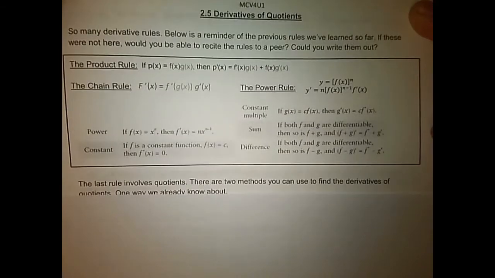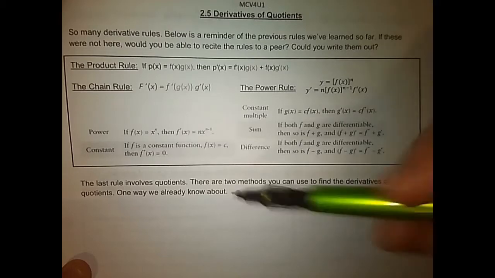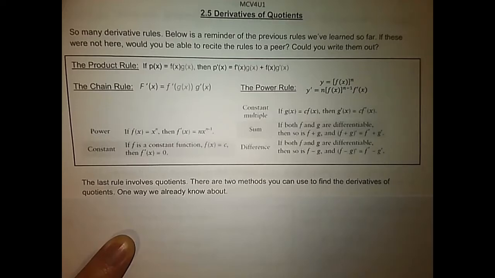So the last rule we're learning about involves quotients. There are two methods you can use to find the derivatives of quotients. One way we already know about, we just have to change our equation a little bit, but I just want to forewarn you, there are a lot of different calculations we're going to be doing. It's interesting though, because we're going to be doing stuff that you learned in grade 9, grade 10, grade 11, even all the way up to yesterday's lesson. So it really is testing all of the math skills that you've learned throughout high school. So let's take a look.